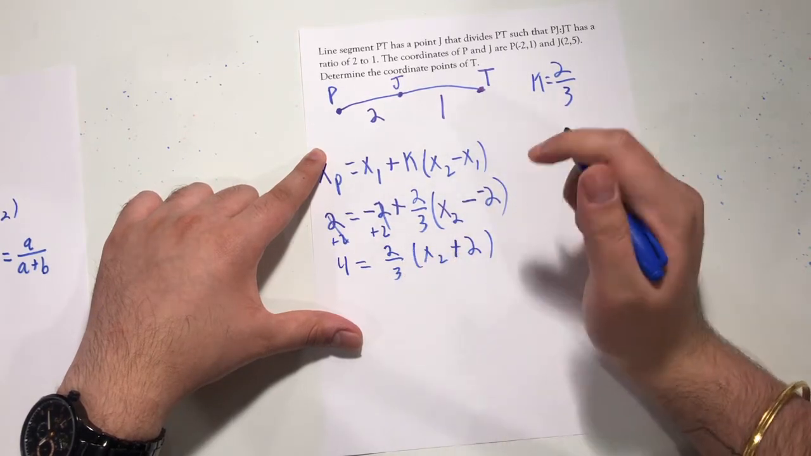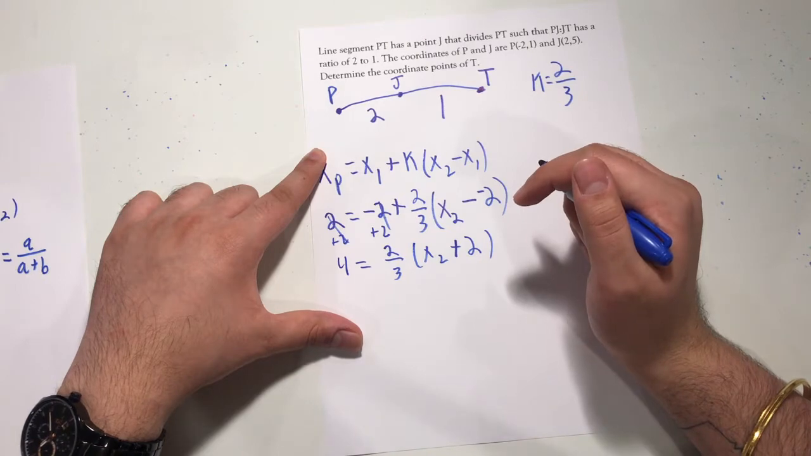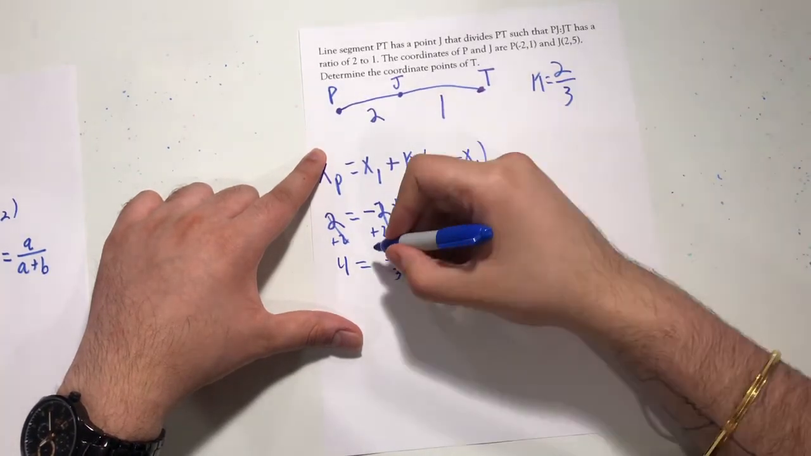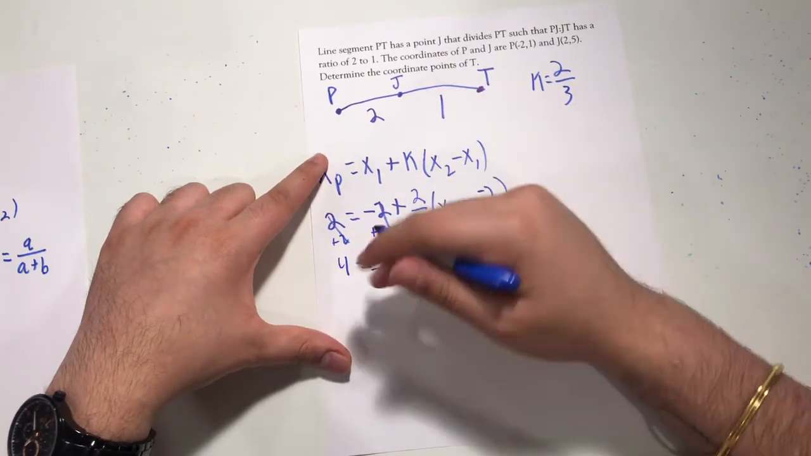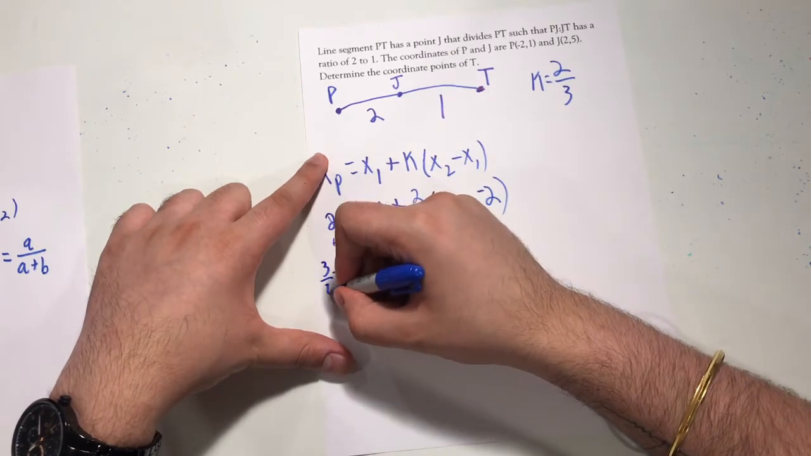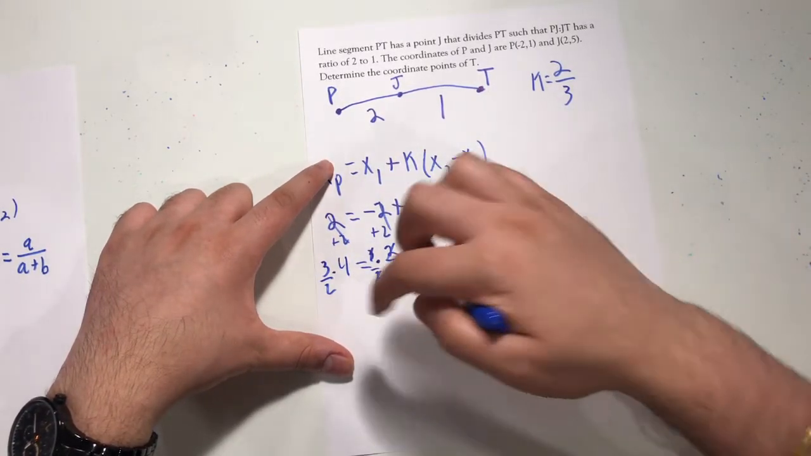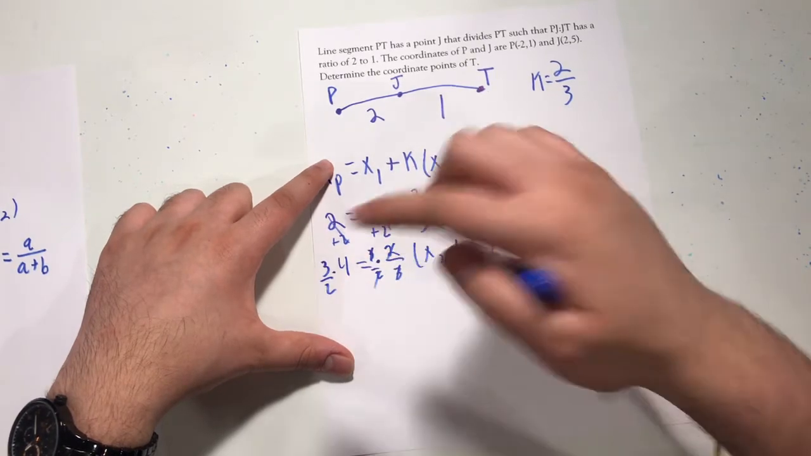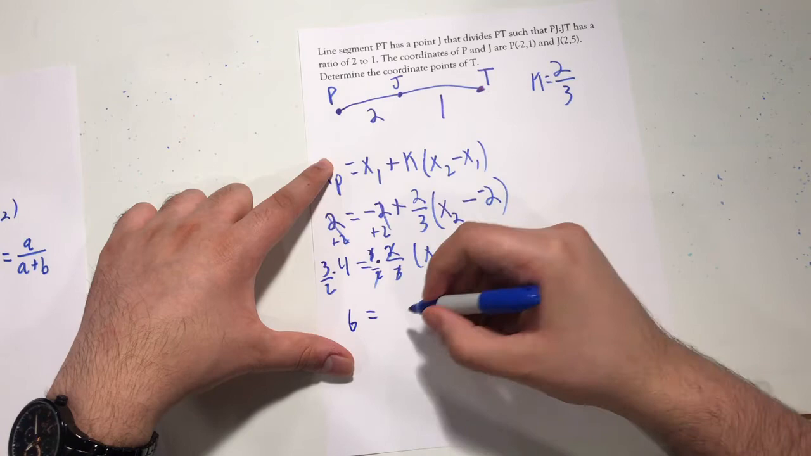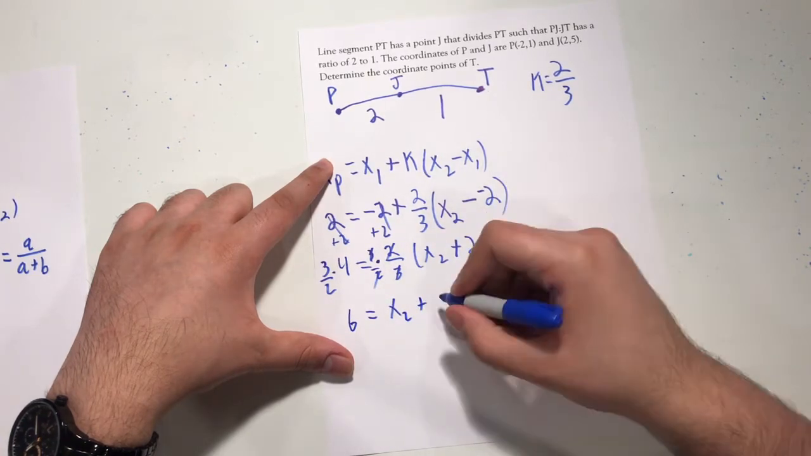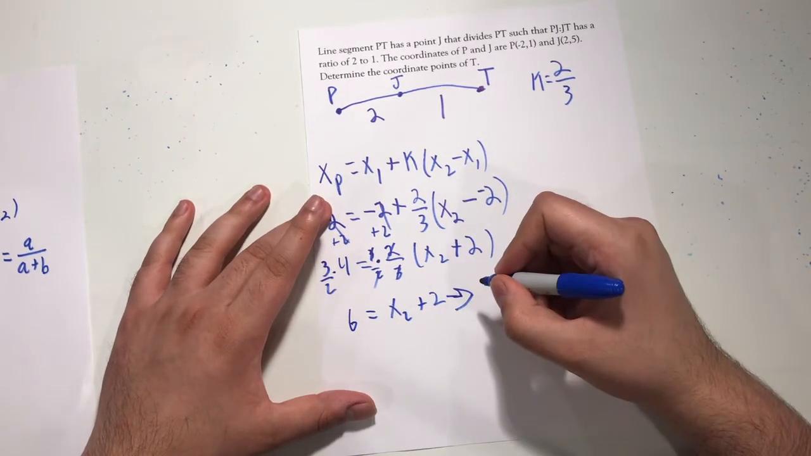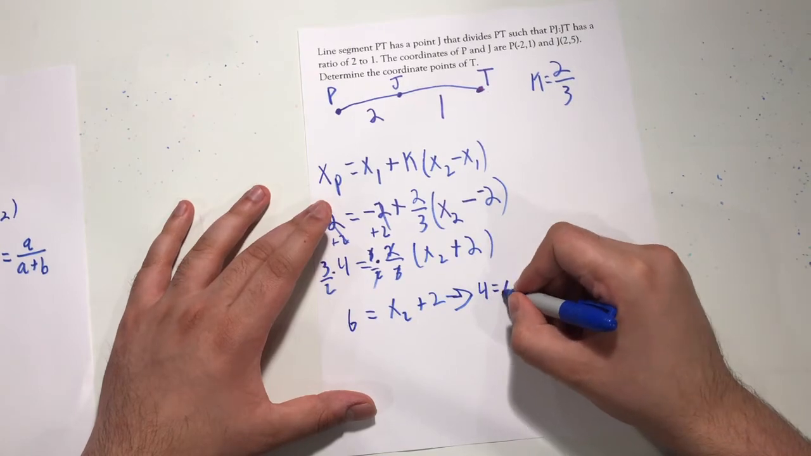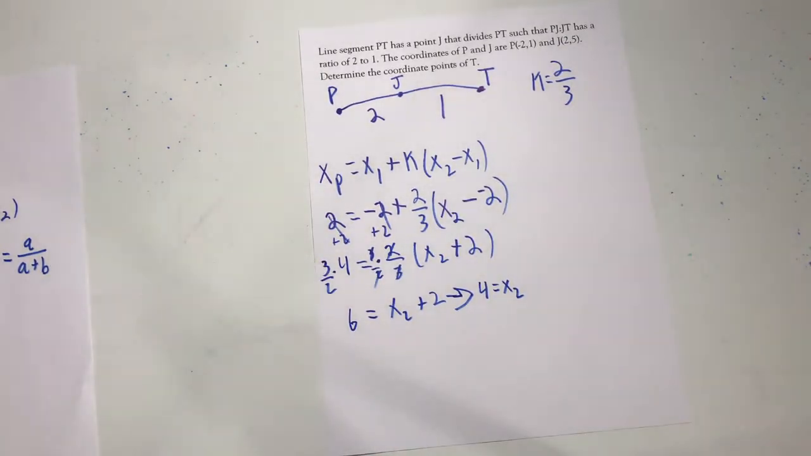And now I'm going to multiply by the reciprocal of this fraction to get it to the other side. So I'm going to multiply by 3 over 2 here. That cancels. And I multiply by 3 over 2 on this side, and I get 6, right? 3 times 4 is 12, 12 divided by 2 is 6. So 6 equals x2 plus 2. After subtracting 2 from both sides, I'm left with 4 equals x2.